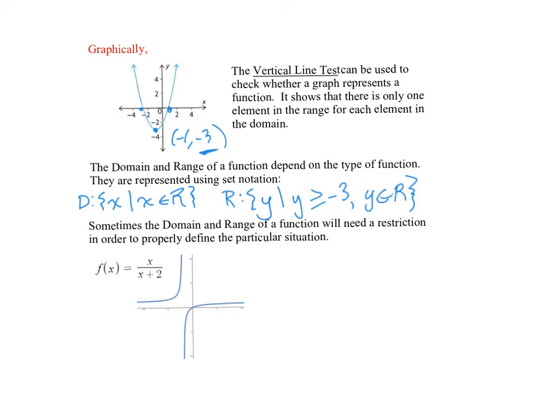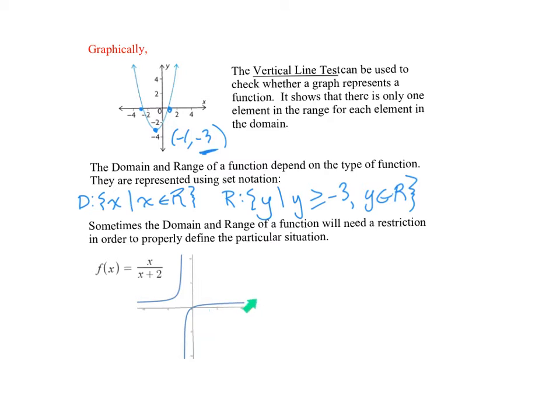So let's look at the next example. Sometimes the domain and range of a function will need a restriction, in order to properly define the particular situation. So for this function, you can see here that there's a vertical asymptote here and a horizontal asymptote here.